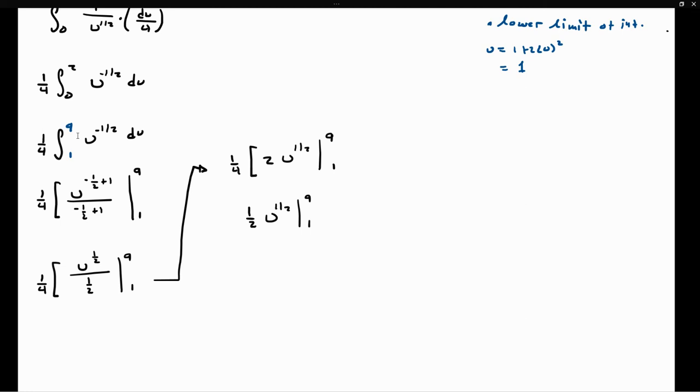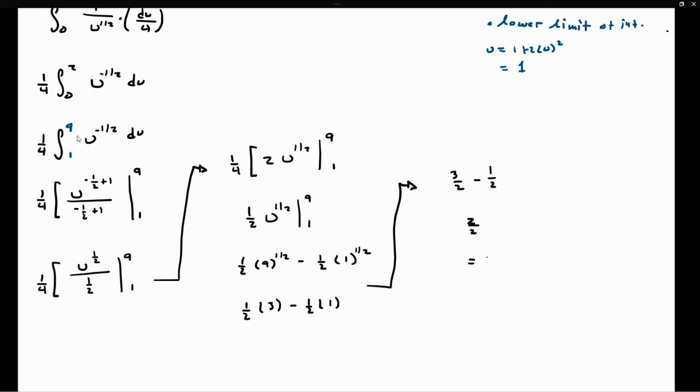So now that we have it in this form, we're just going to be applying the fundamental theorem of calculus, which says evaluate the expression at the upper value, which is 9, and then subtract the evaluation of the lower value. And now at this point, it's just a matter of finding out what that is. So we're going to get 1 half, the square root of 9 is 3, minus 1 half, the square root of 1 is 1. So let's just finish this up. We're going to get 3 halves minus 1 half, which is going to give us 2 over 2, which is just going to give us a value of 1.